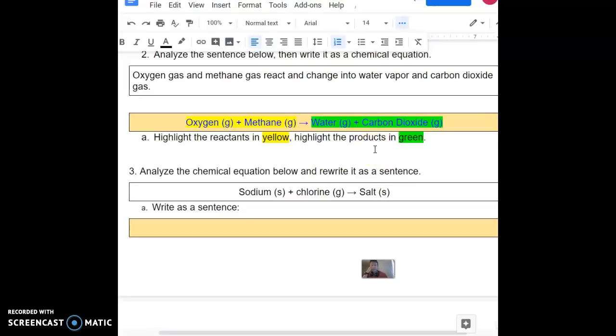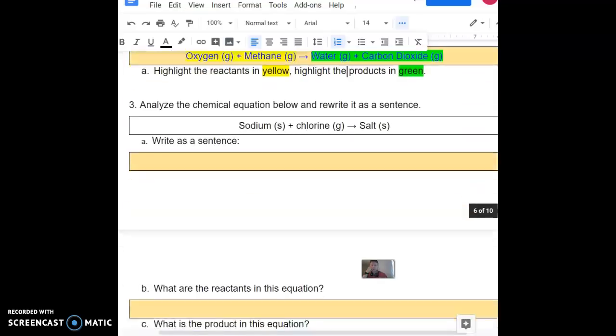So once again, a scientist could come along and tell you, okay, in this chemical equation, you started with oxygen and methane gas, and they changed into water and carbon dioxide gas. Great. So instead of having to type out these long sentences, scientists can communicate information really quickly with these chemical equations. All right, one last version of this is what we see in number 3.